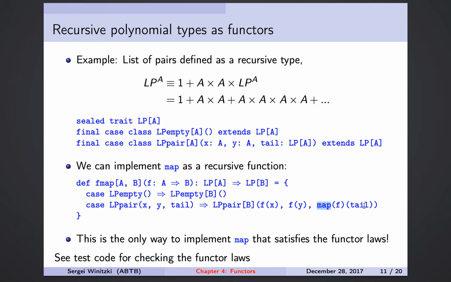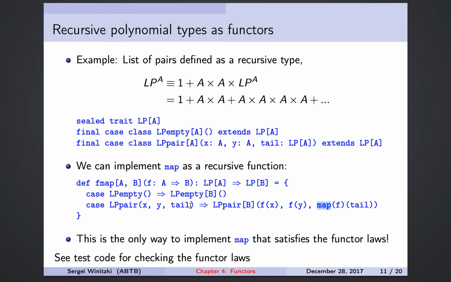And actually, this is the only way to implement map that satisfies the functor laws. What would be another way? Well, we could always return empty here. Or we could match on this tail further, and let's say if there are at least 4 of them, then we return empty. If there's not 4, we don't return empty, or something like this. All of that would be wrong. All of that would be an incorrect functor instance, as it's called, an incorrect implementation of map.